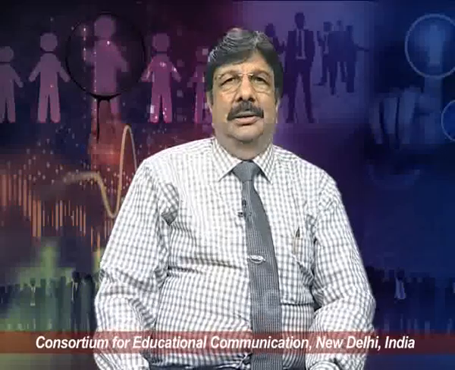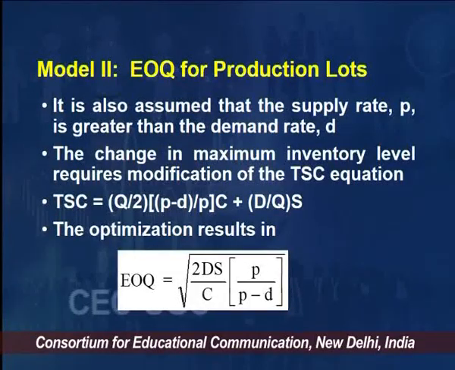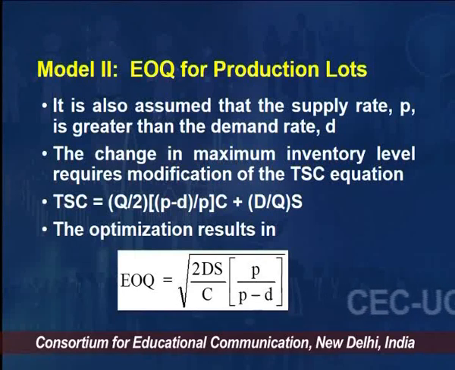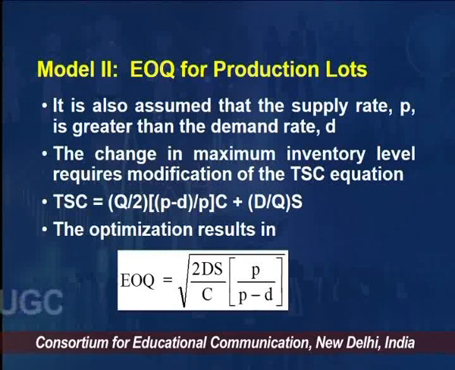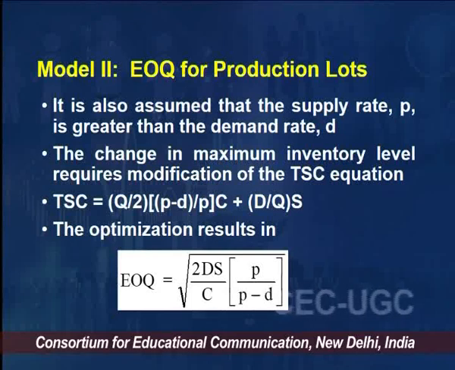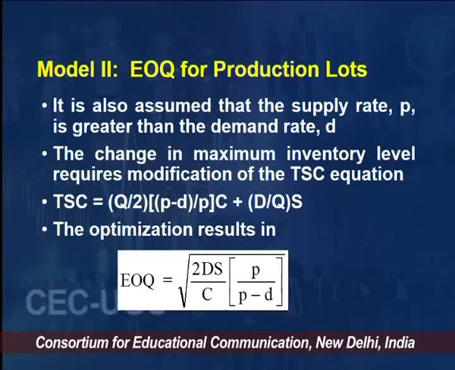So basically in this second model we are saying this model is EOQ for production lots. So we are assuming that the supply rate P is greater than the demand rate D. The change in the maximum inventory level requires modification of the total stocking cost equation. So here the total stocking cost is equal to Q by 2 into (P minus D) upon P into C, which is the carrying cost. So here the difference is that earlier it was Q by 2 into C. Here there is another added expression, that is (P minus D) upon P, plus D by Q into S.